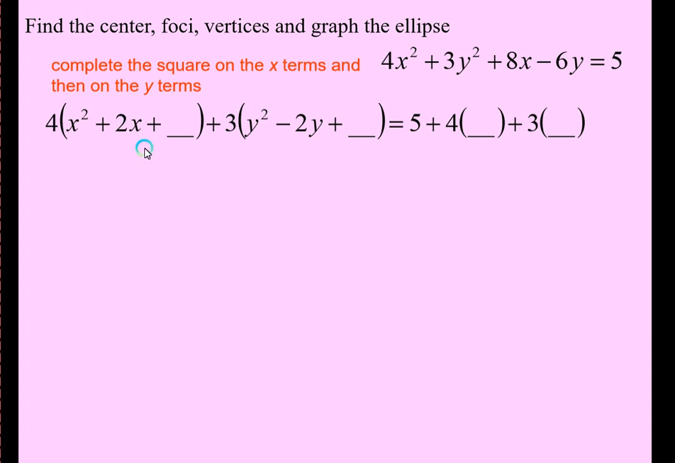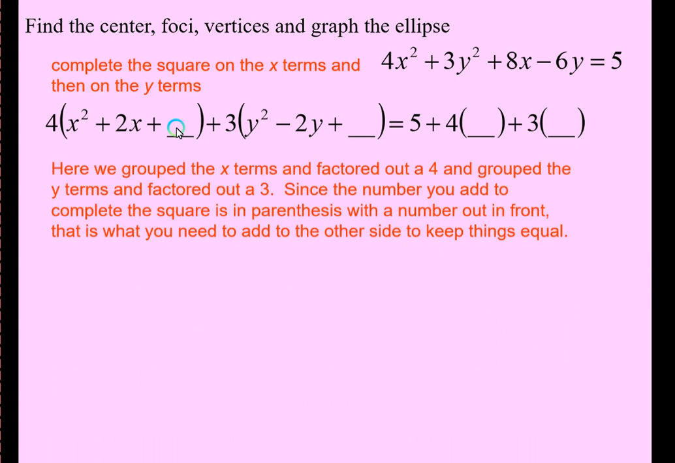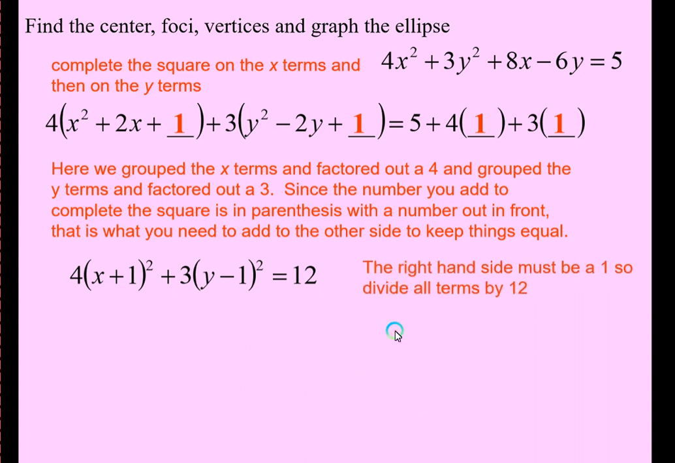We already know how to perform completing the square. Divide this one by 2 and then square it. So 2 divided by 2 is 1, then squared, it will be equal to 1. Next, we have negative 2 divided by 2, that will be negative 1 squared, that will be equal to 1. But we need to multiply by the factor there, so we add to the right side of the equation as well. Our equation will be 4 times x plus 1 squared plus 3 times y minus 1 squared is equal to 12.